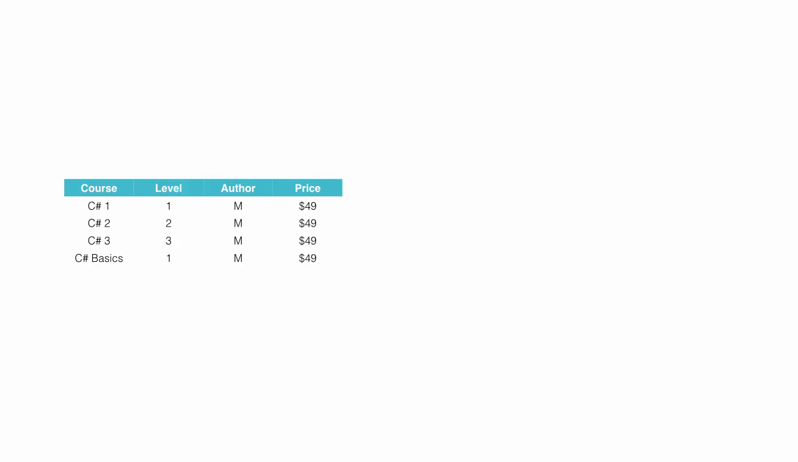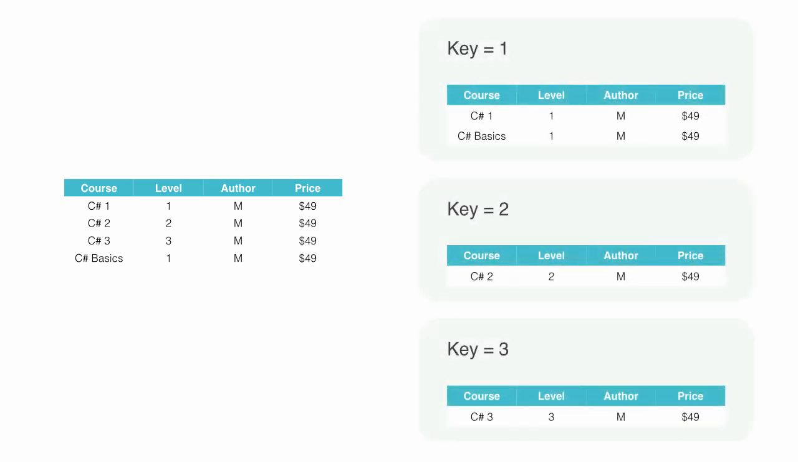So imagine this is our courses table. We have 4 courses, and note that 2 of them are in level 1. We can group these courses by their levels, and as a result, we'll get 3 groups. Note that each group has a key property, which is based on the level of the courses it contains. So our first group has key 1, and it has 2 courses, both in level 1. Our second group has key 2, and the third group has key 3. Now let's see group by in action.